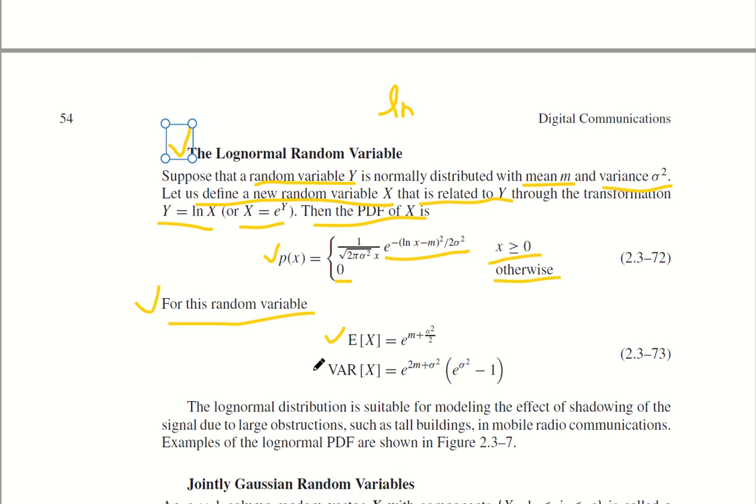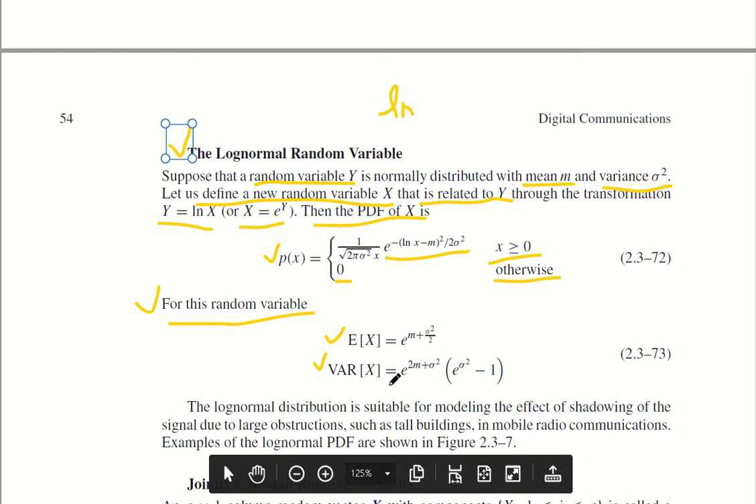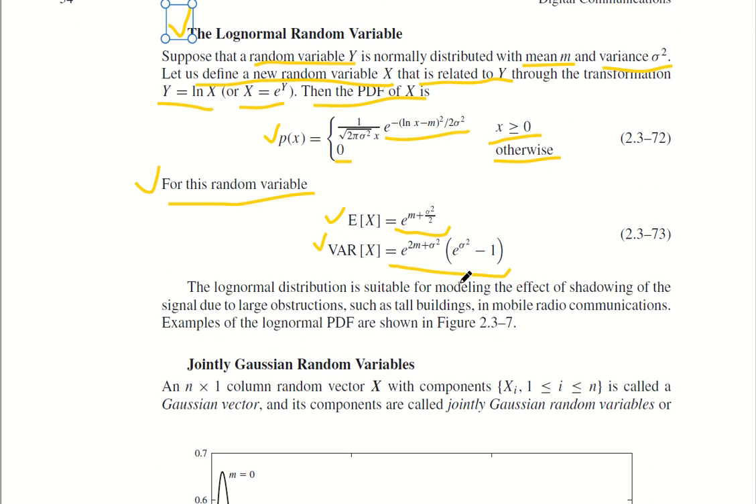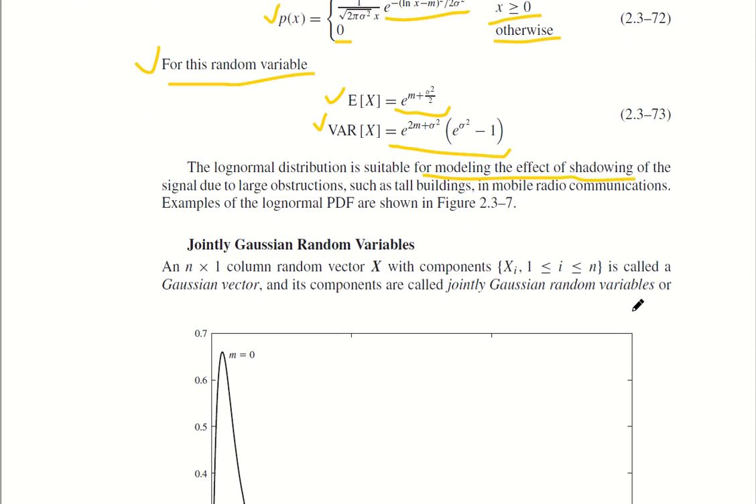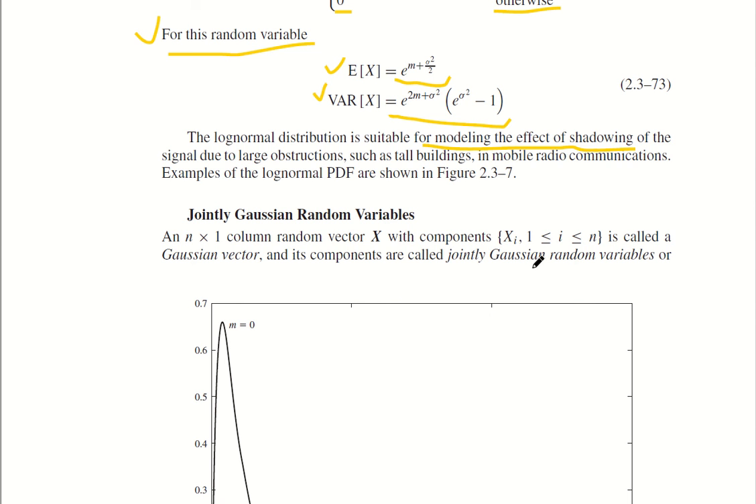And then the second order statistics: the variance of x is equal to e to the 2m plus sigma squared, times parenthesis e to the sigma squared minus 1. So that is the variance and this is the expectation. Okay. So the log normal distribution is suitable for modeling the effect of shadowing of the signal due to large obstructions such as tall buildings in mobile communications.